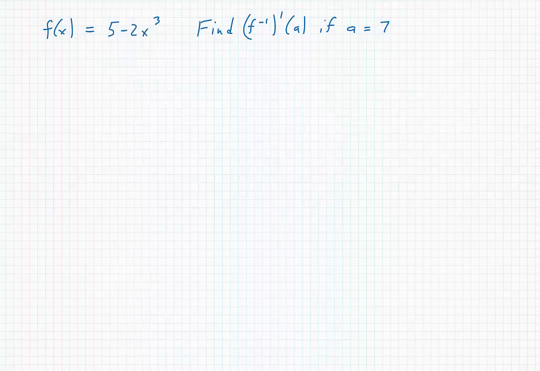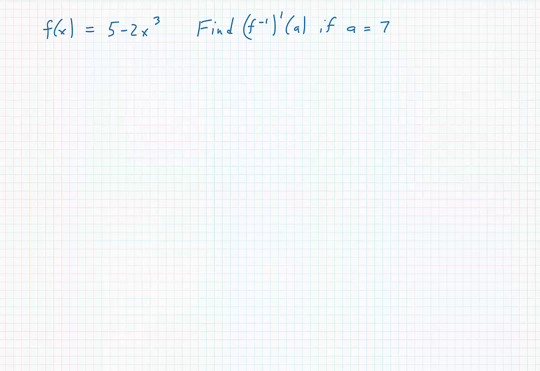One of the interesting things about inverse functions is that we can evaluate their derivative at points without ever finding out what the inverse function itself looks like. All we need to know is what the original function looks like. So for example, in this problem we have the function f of x is equal to 5 minus 2x to the third. We're asked to find f inverse prime of a if a is equal to 7.